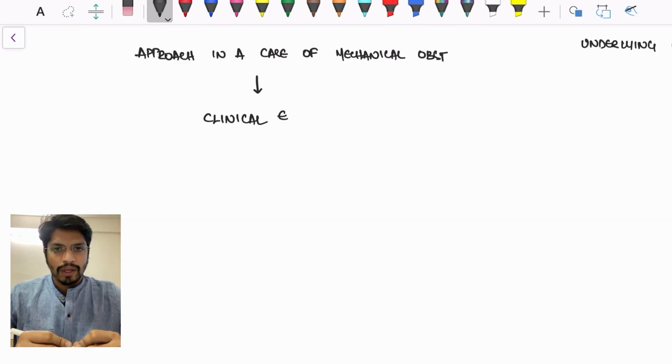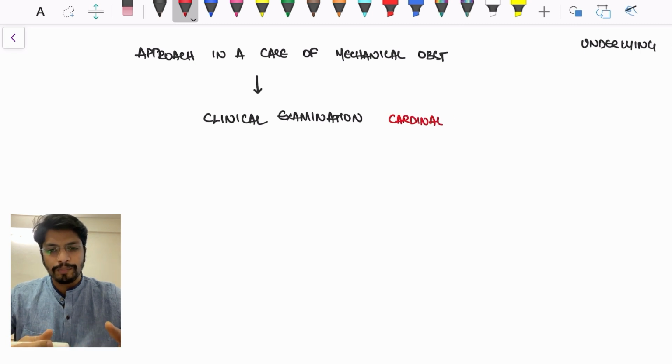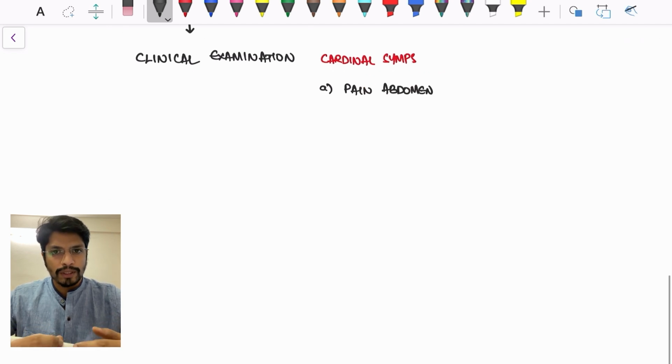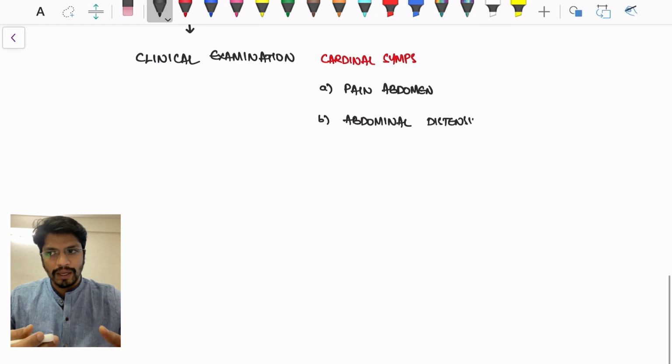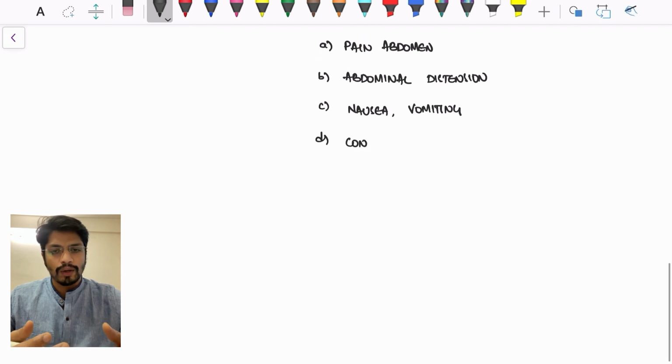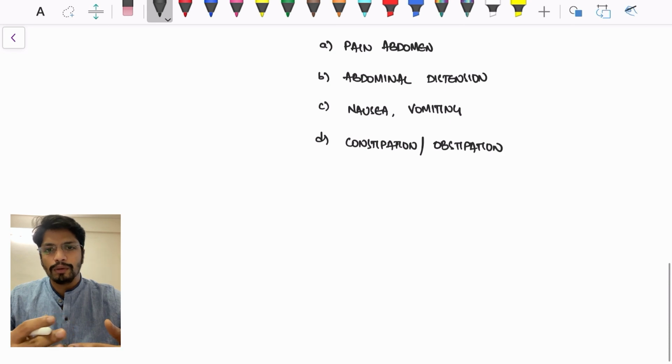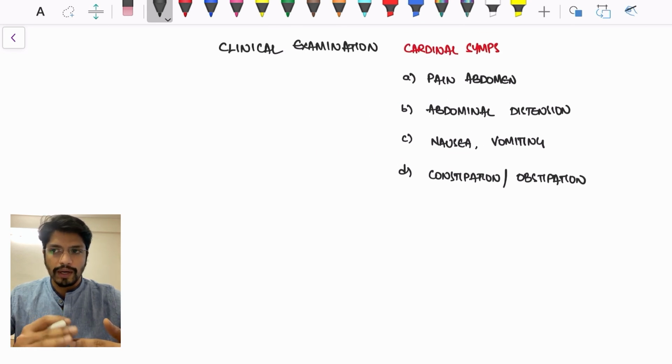Next, we'll see how we approach a case of mechanical obstruction. Any approach will start with clinical examination. In the clinical examination, we'll be able to see the cardinal symptoms of obstruction. Those are colicky abdominal pain, abdominal distension, nausea, vomiting, and constipation or obstipation. Obstipation is absolute constipation, where the patient is unable to pass stools as well as flatus.